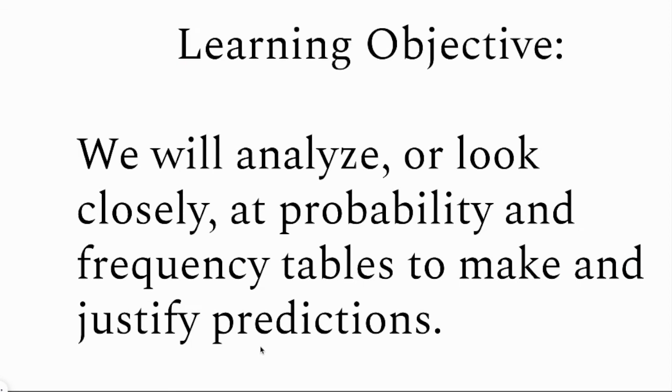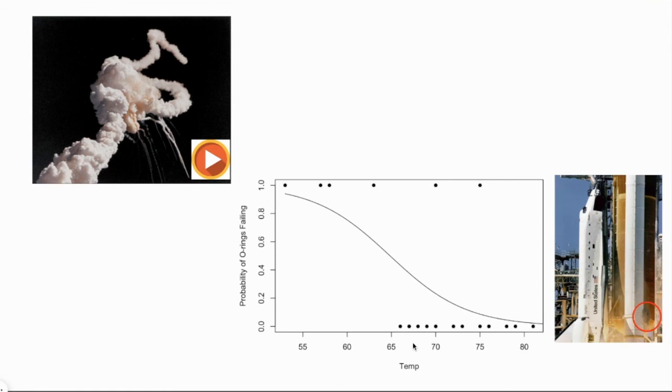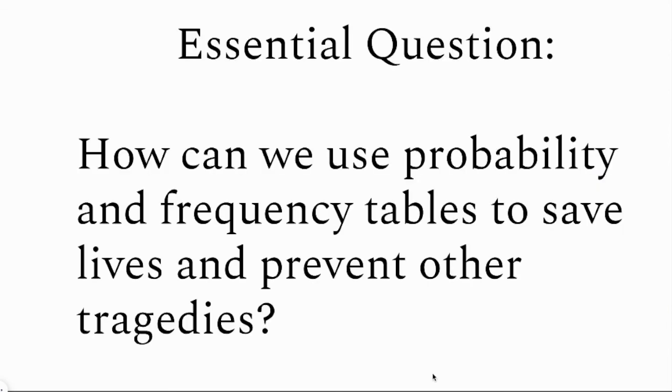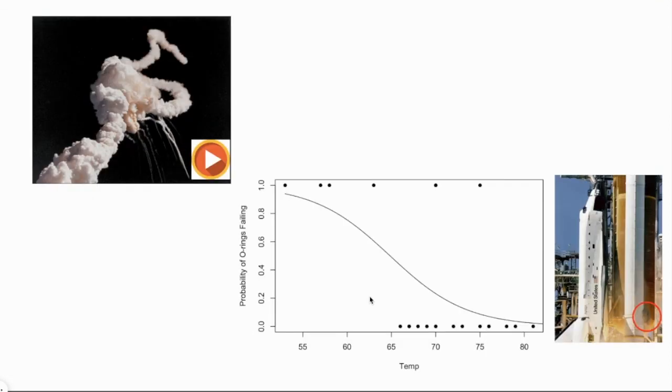At this point, we take our students back to our learning objective. That will be our goal for today, students. We will analyze, or look closely at, probability and frequency tables to make and justify predictions. We need to use tables such as these to make predictions that might actually save lives. Our question for today's lesson will be, how can we use probability and frequency tables to save lives and prevent other tragedies, like the one we just looked at?